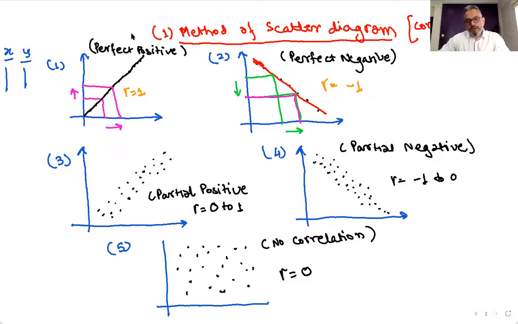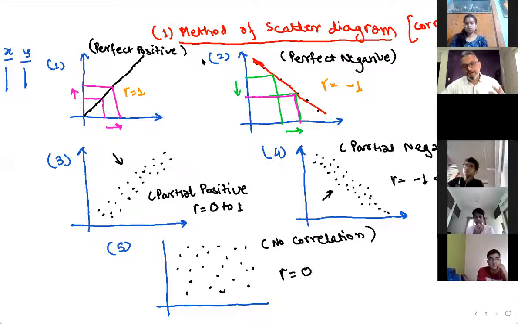Now, what is the drawback of this method? As you can see that it is a very simple method. Pick up a scale, take graph paper, plot, and tell whether it is direct, positive, negative, partial, or there is no relationship. But the problem arises when it becomes a partial positive correlation. Partial negative. Now, what is partial? How do I define partial?